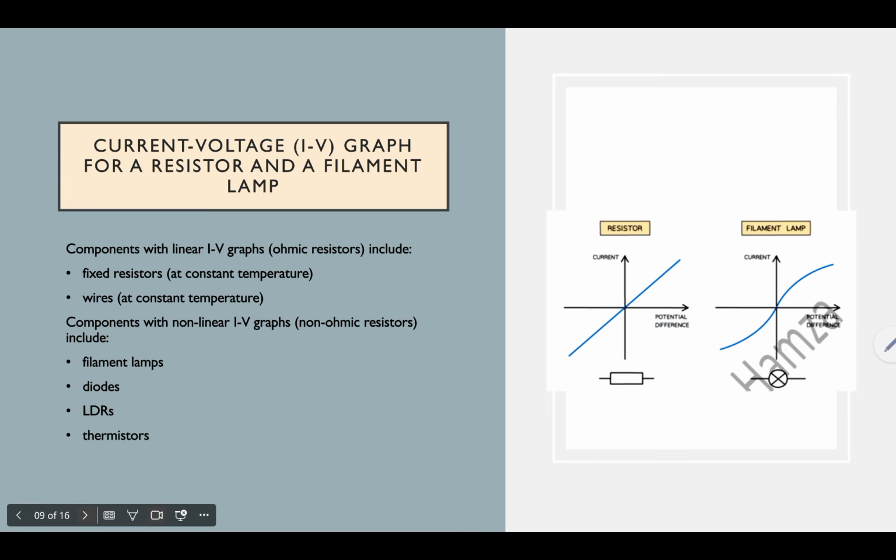Here is a current voltage graph of an ohmic resistor, like this one. And here the resistor is fixed, as we said, at a constant temperature. It has wires also at a constant temperature. And you can see that the relationship is linear. If it's a nonlinear IV graph, which is a non-ohmic resistor, as shown in the second picture, this usually happens in filament lamps, diodes, LDRs, and thermistors.